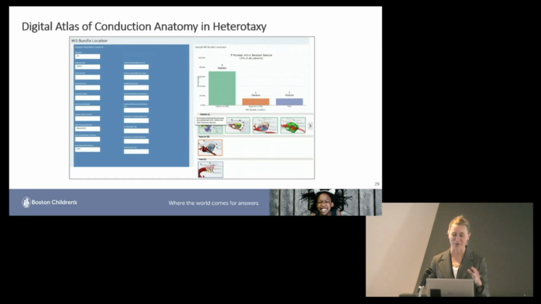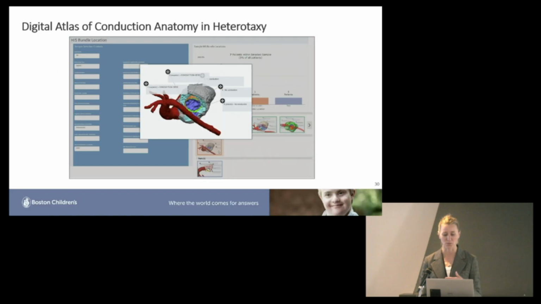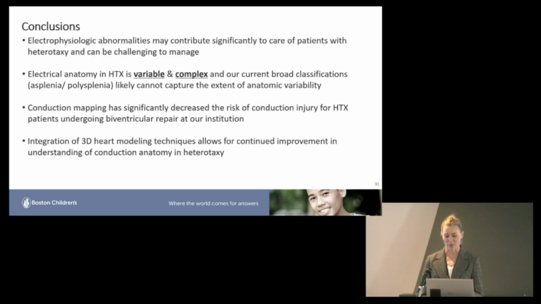Each of them has a model that we've labeled over the time that we've been doing this, and we have a digital atlas that lets us enter data that aligns with our patients and then pull up examples of patients that we've mapped who have had similar anatomy and similar findings, so that maybe that will help the surgeons in their planning, maybe not take the place of doing the mapping itself, but at least anticipate in their thought process or in counseling families where we might find this, so that we have that in our minds going in.